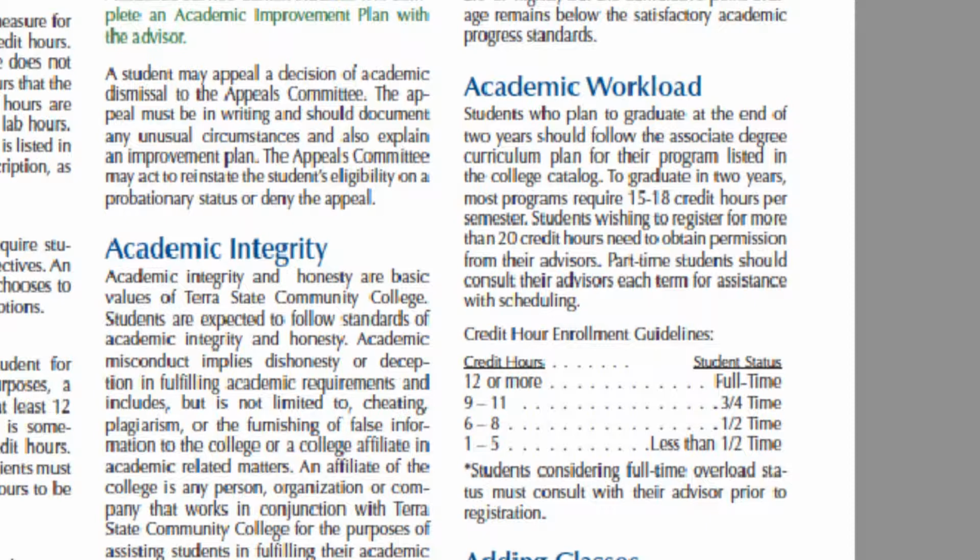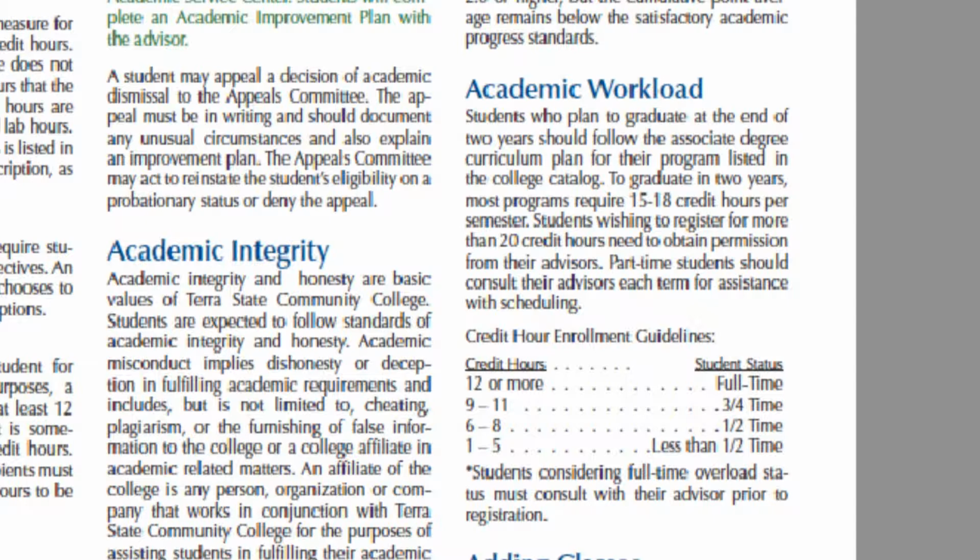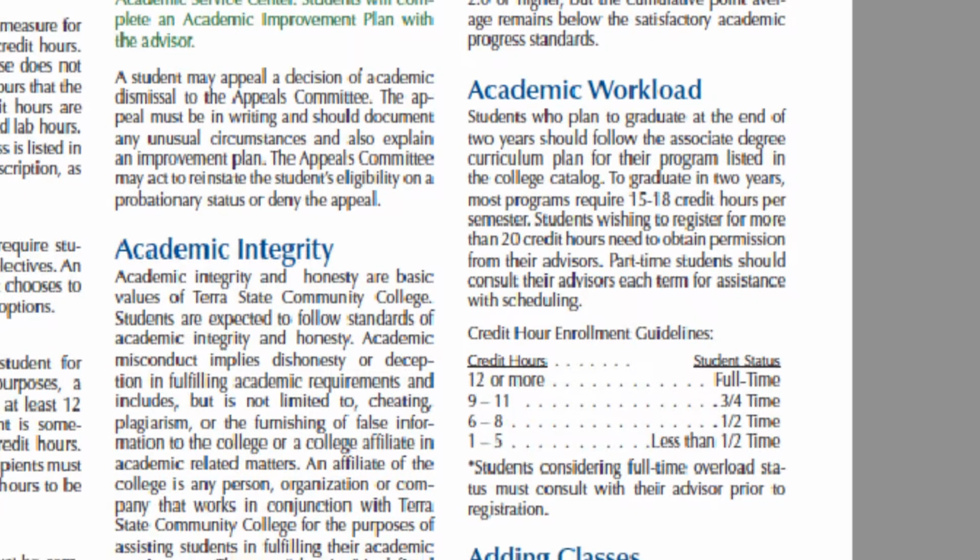Please notice if you're taking 12 or more hours, you're considered a full-time student. 9 to 11 hours, you're a 3/4 time student. 6 to 8 hours, a half-time student, and 1 to 5 hours is less than half-time. Students will need to take more than 12 hours if they would like to complete a program in 2 years. This may also affect your financial aid status, so please be aware.